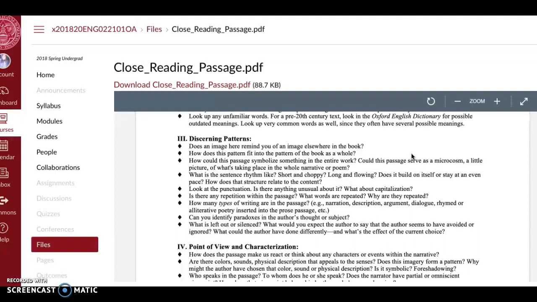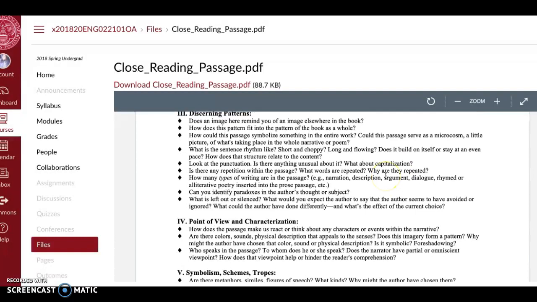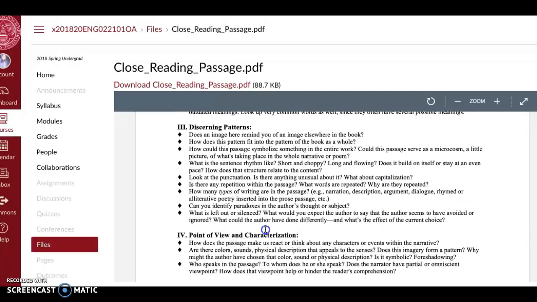A lot of writers play with punctuation, so it's a little bit different from our academic writing. Is there repetition that you can see? How many types of writing are in the passage? So again, who's your narrator? Is there a lot of description? Is there a lot of dialogue? Charlotte Temple particularly has very short chapters as compared to some other things that we're going to be reading. So these short chapters, even though there's a lot of them in the book, help you stay engaged and help you follow the plot line. Other areas to consider and look at, very important, is the point of view.